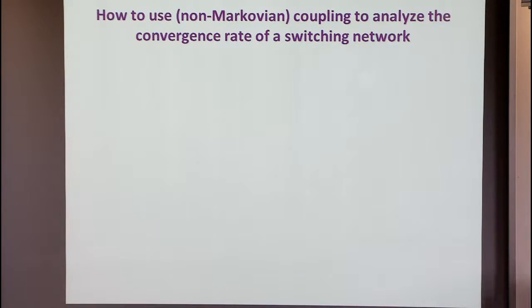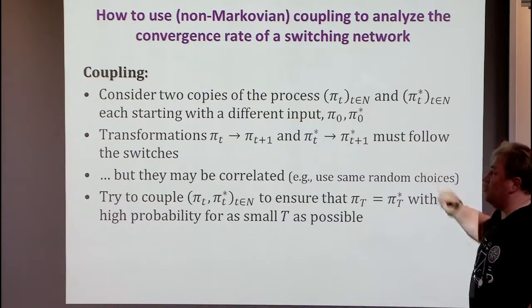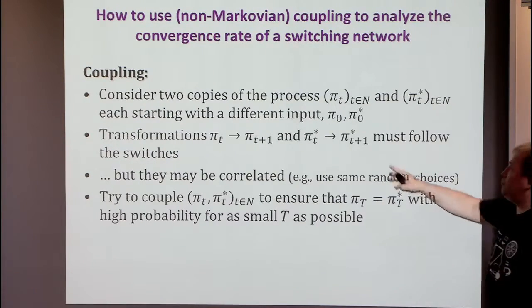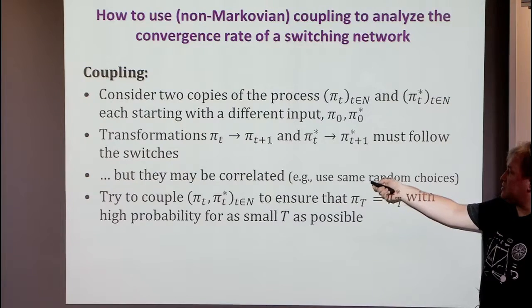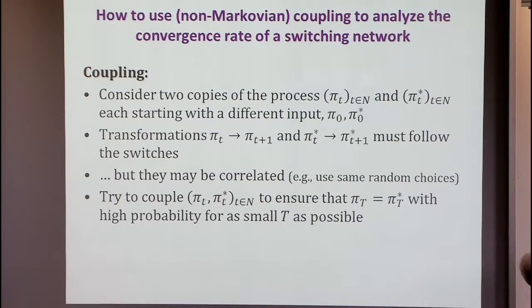Okay. So now I want to explain to you what the method is, how we are proving the result. We'll be using coupling, actually non-Markovian coupling. I'm assuming most of you, if not all of you, are very familiar with it, but still I will say what we want to achieve here. We're running two copies of the process, pi_t and pi_t star. We're starting with two different inputs, pi_0 and pi_0 star, and we have transformations so that both of them, pi_t to pi_{t+1} and pi_t star to pi_{t+1} star, are following the Markov chain.